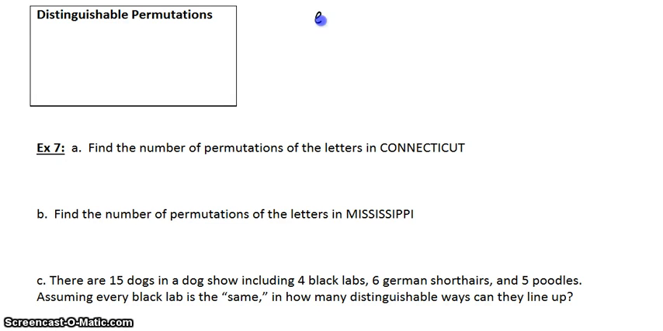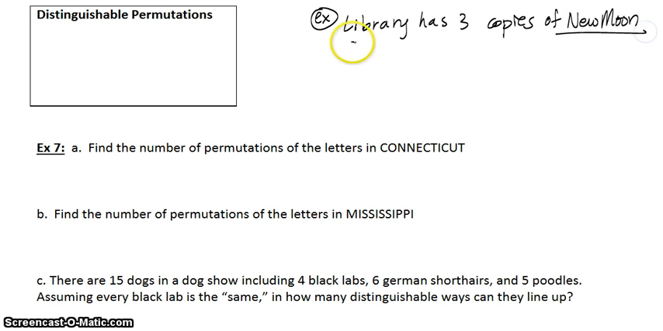So for example, this one is optional to write down. You can just watch if you want to. Let's say that the library has 3 copies of the book New Moon, and they have 2 copies of The Hunger Games. On the shelf, you want to figure out how many ways you can arrange these.